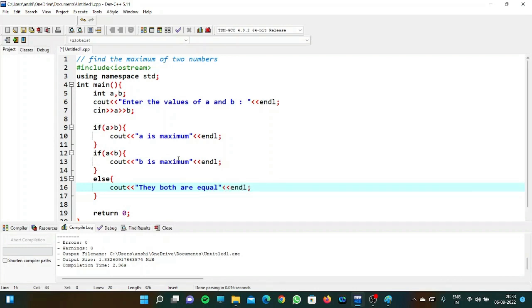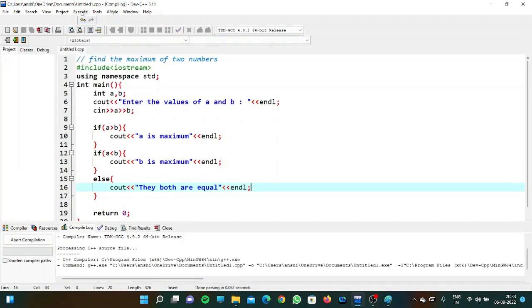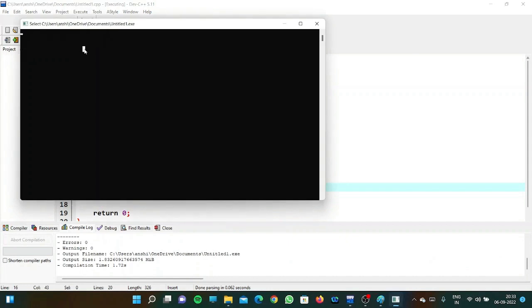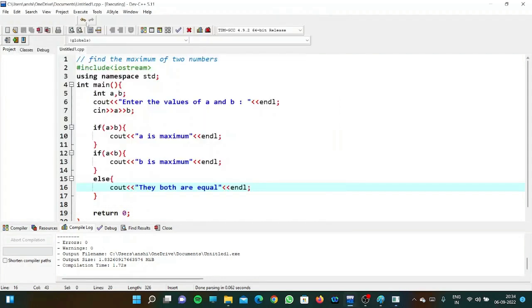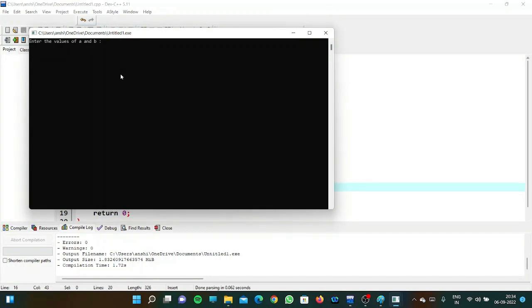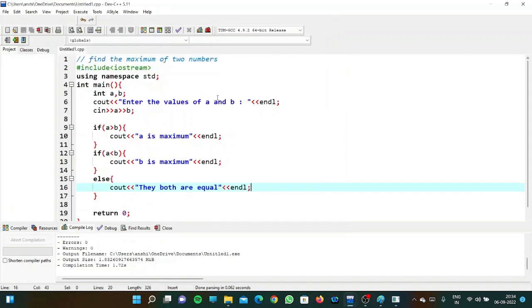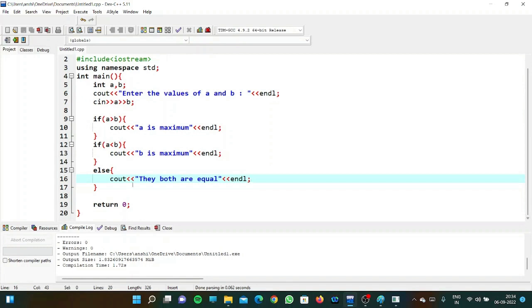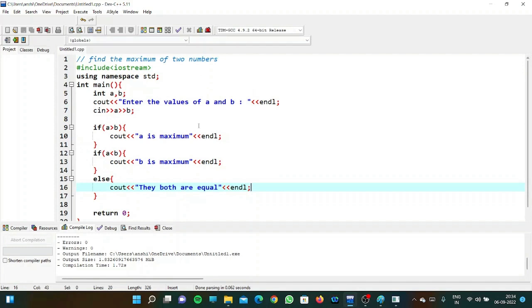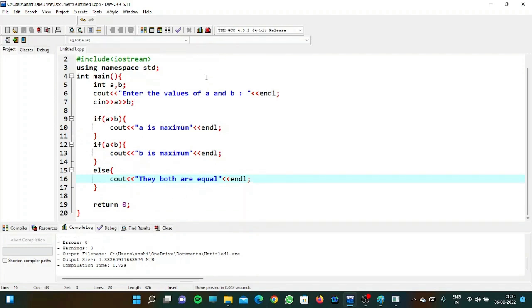Now again we'll compile and run. This time we'll put the value of b as maximum. So 1, b is maximum. Now if we again run and put both values equal, they both are equal. So all the conditions are satisfied, and this is how we can write multiple statements. You can write multiple if and then at last else. So this is another thing that you learned.